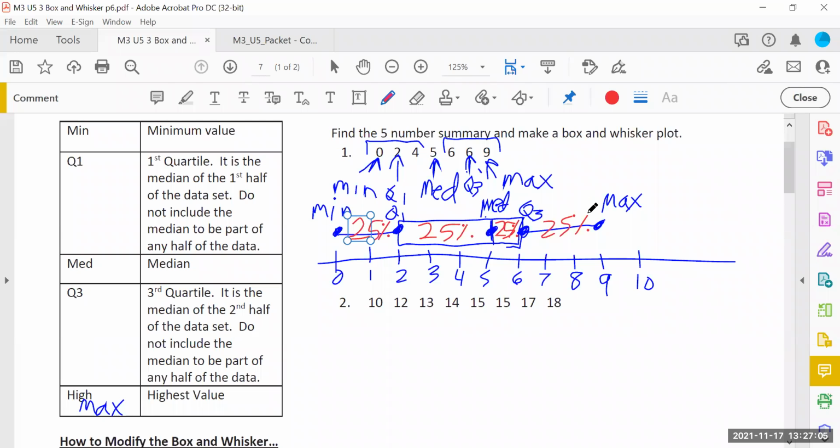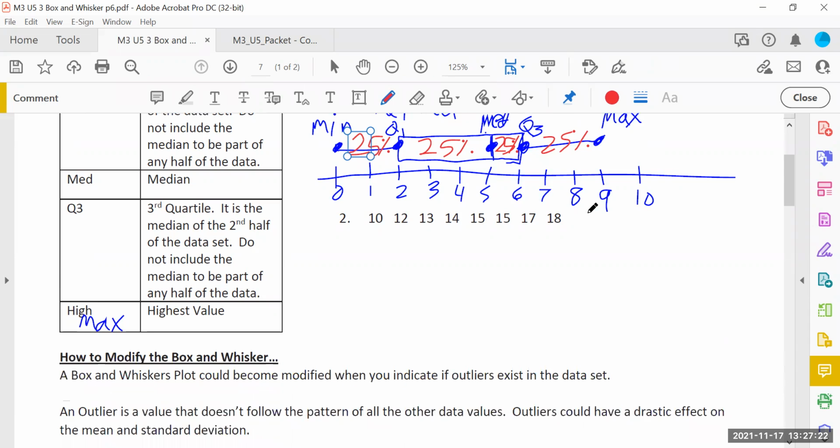So can everybody see that then the box represents the middle 50, right? The box is going to be the middle 50% of my data with 25% below, 25% above. Any questions about how we made that box and whisker plot? Okay, let's knock out another one real fast.